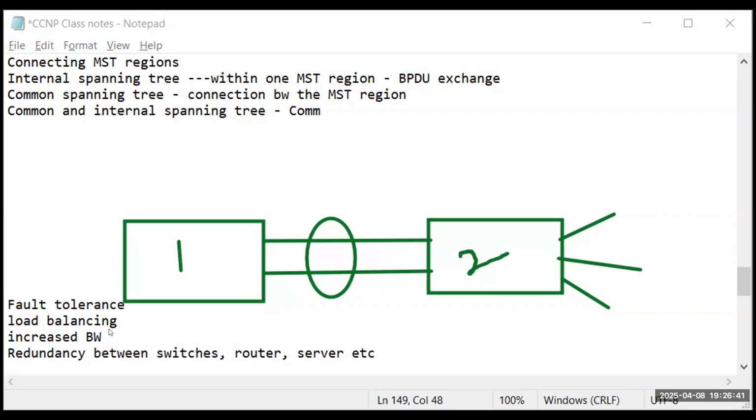But Ether channel consists of two protocols, one is LACP and one is PAgP. PAgP is the Cisco proprietary, LACP is the non-Cisco proprietary.